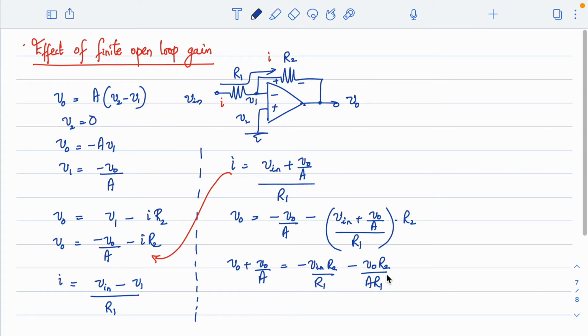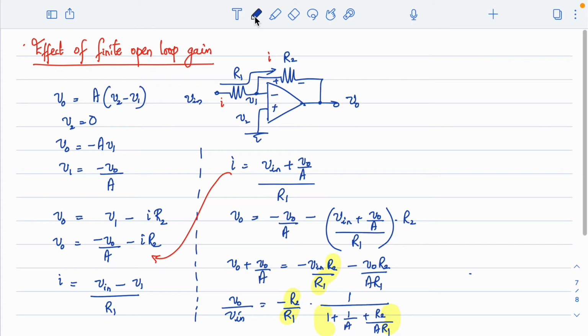Alright, so if I bring this term also to the left side, I can write V naught by V in as minus R2 by R1 into 1 by 1 plus 1 by A plus R2 by A R1. What I have done is I have just taken this minus term also to the left side and then brought back the rest of the things. I hope you are able to relate this. This R2 by R1 I kept it here itself. Then there are 3 terms with V0. I brought all those terms and kept it in the denominator.